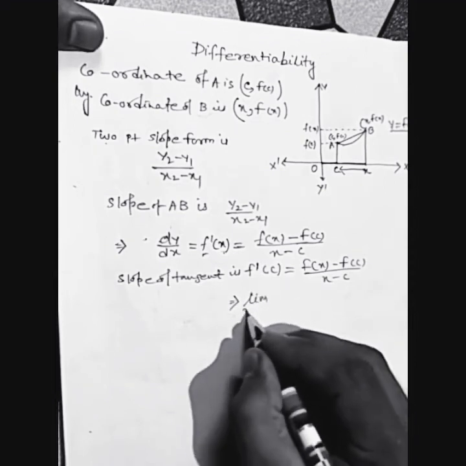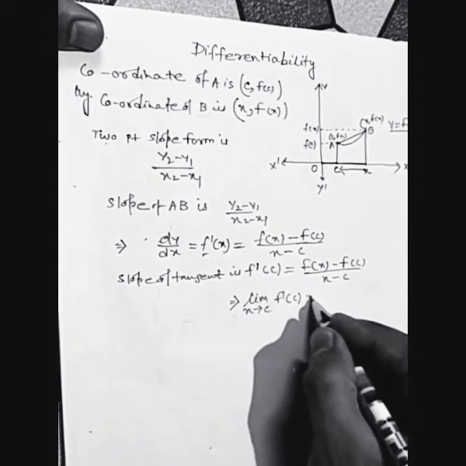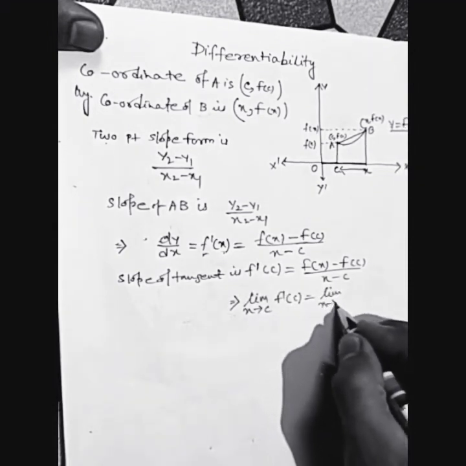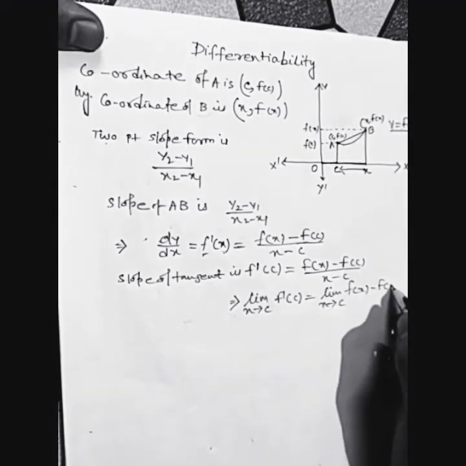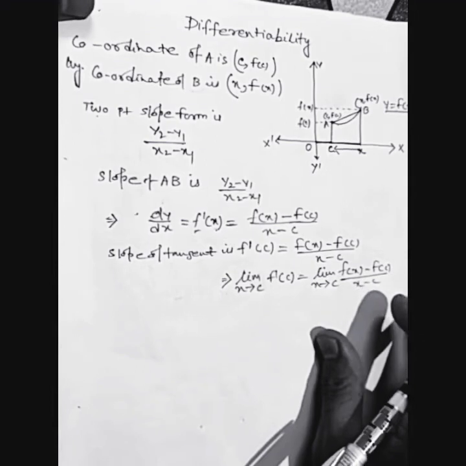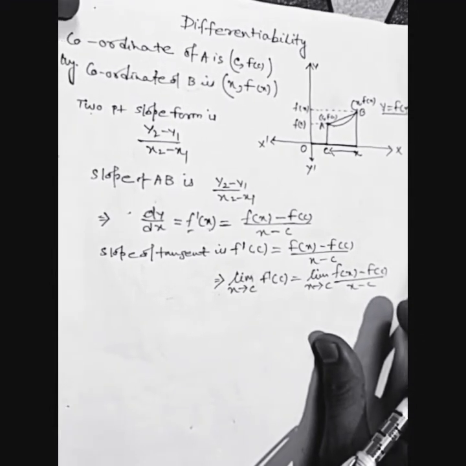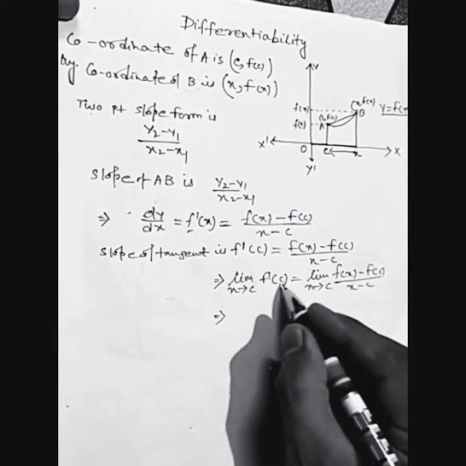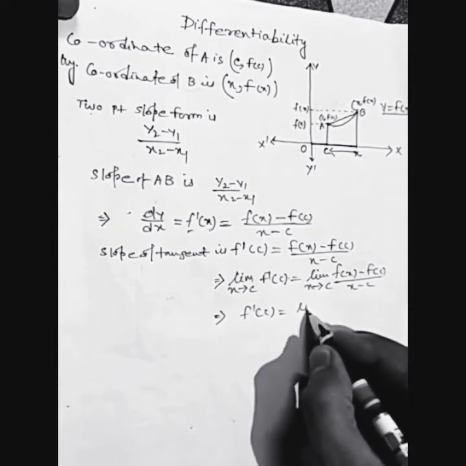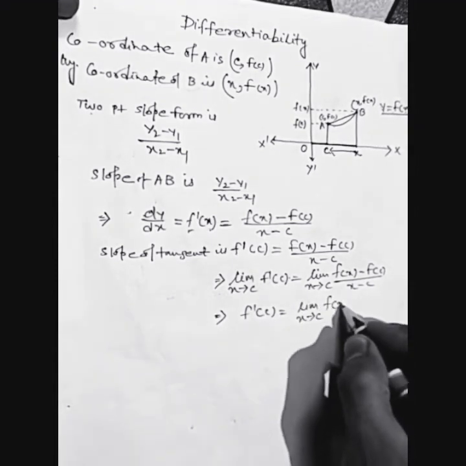This implies limit x tends to c of f dash c equals limit x tends to c of f of x minus f of c divided by x minus c. See here, no x is involved, so this is a constant. So f dash c equals limit x tends to c of f of x minus f of c divided by x minus c. So this is the formula for differentiability.